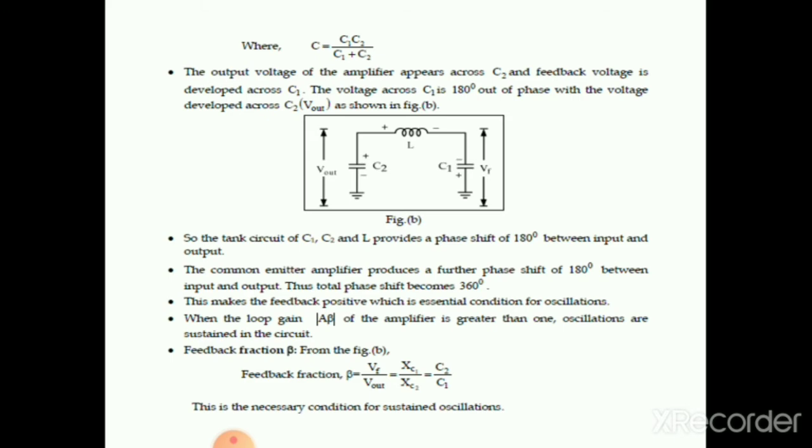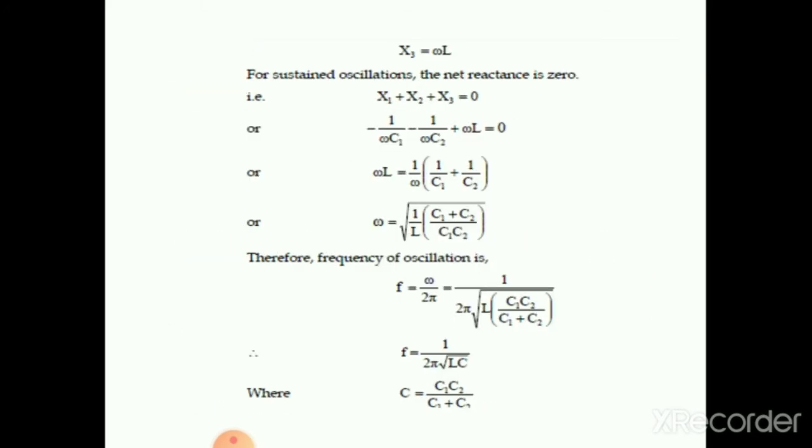We will get C2 by C1 because XC1 is equal to 1 by omega C1 and XC2 is equal to 1 by omega C2. If we do the math, simple modification, it will become C2 by C1. The necessary condition for sustained oscillation is that beta should be equal to C2 by C1, and we know X3 is equal to omega L.